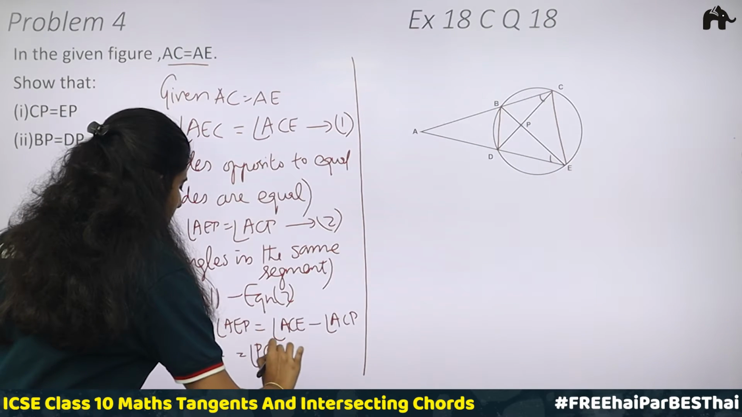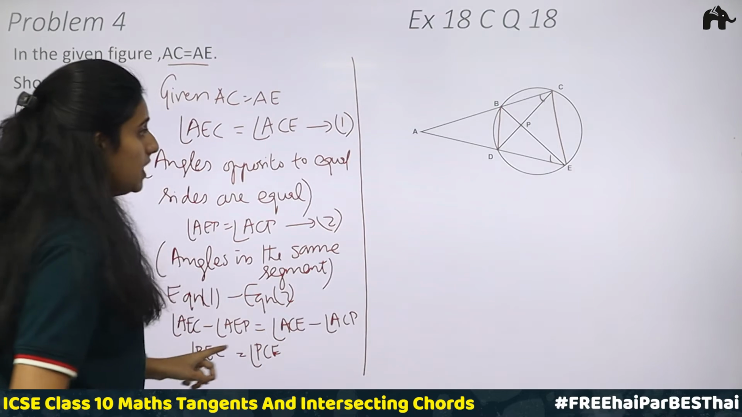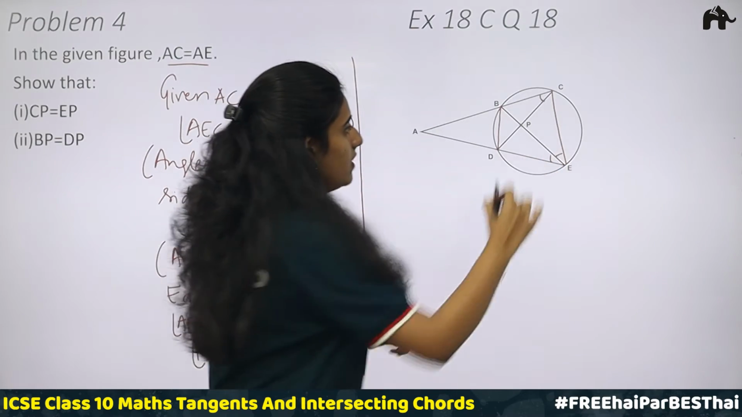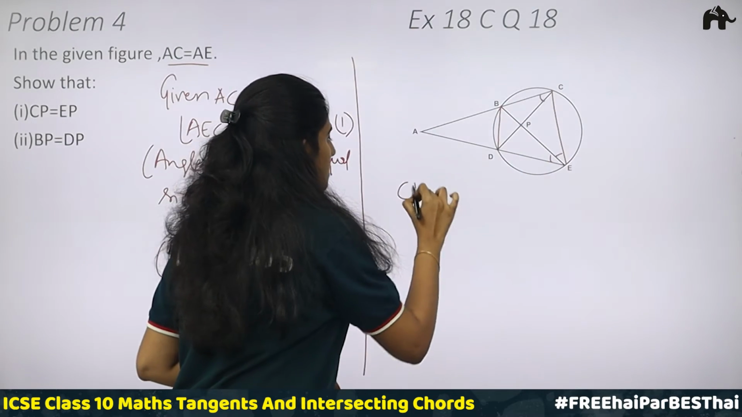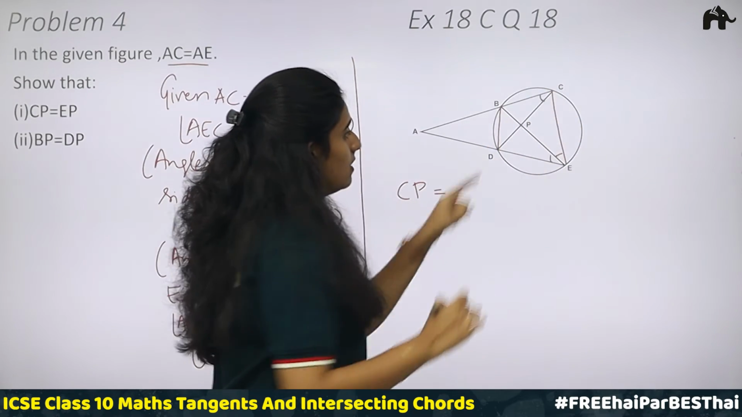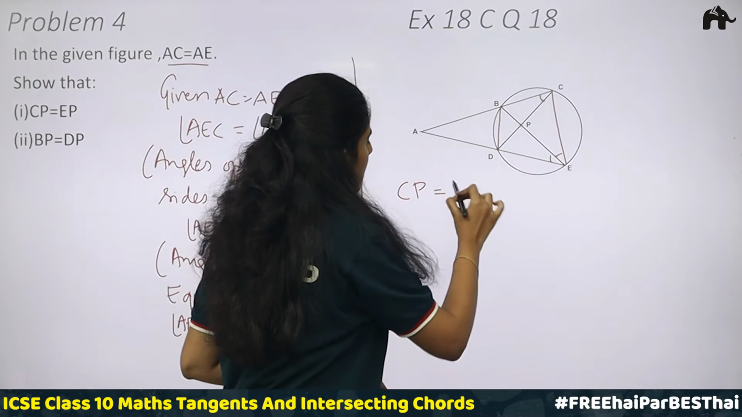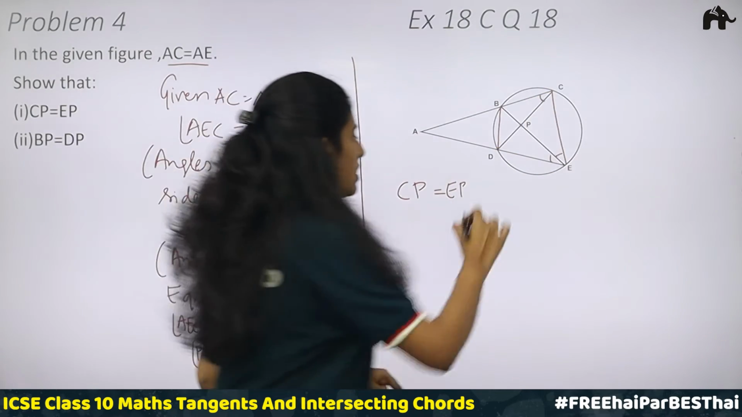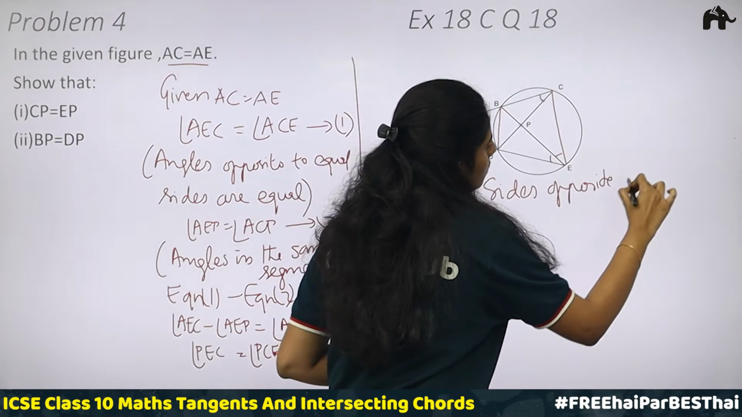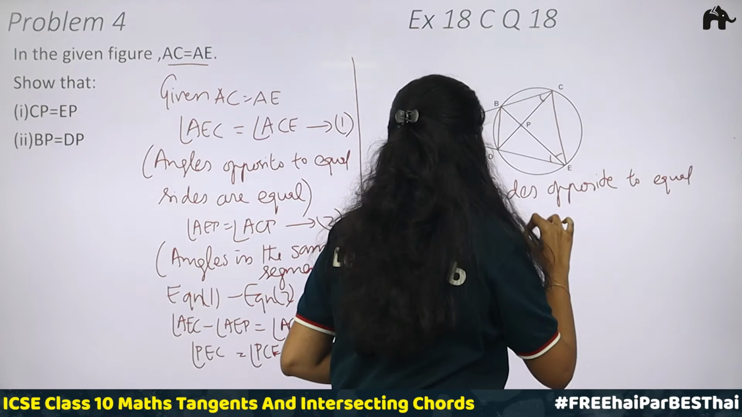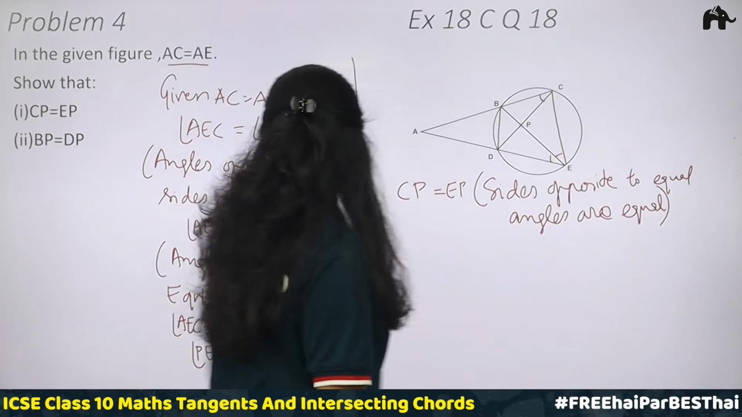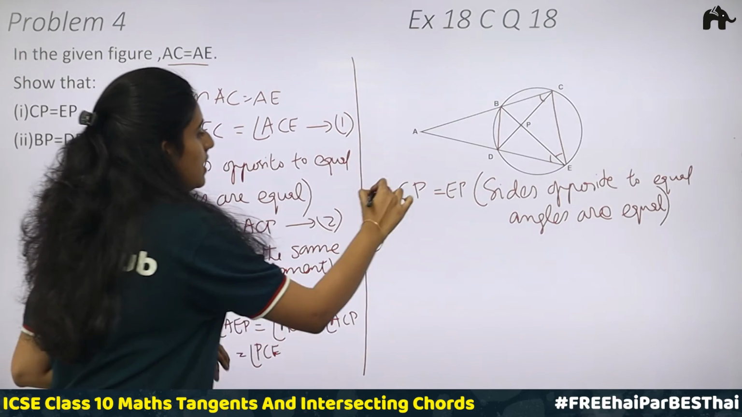What is the side opposite to PEC? PEC, this angle. Opposite to PEC we have CP. When you take this angle PCE, opposite to PCE we have side EP. Therefore, sides opposite to equal angles are equal. You will be getting CP is equal to EP. So this is the first part.